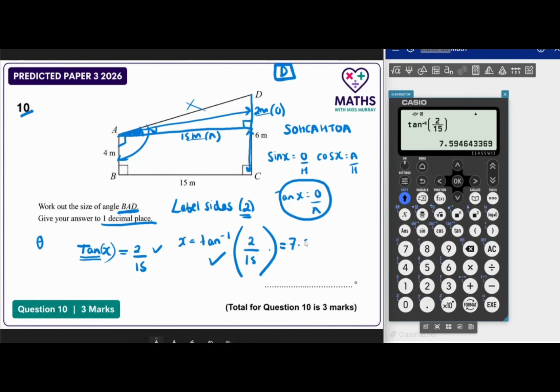Because they can't see what has come out of your calculator, I'm going to write the full display here, and then I'm going to round afterwards. So that's going to be 7.6 to 1 decimal place. However, that's only this little bit in here. I want this whole angle around here, so I need to add the 90 degrees that I already had on there. So my last bit is to do 90, add 7.6. So my final answer for 3 marks is 97.6, and that will get me all 3 marks. And that is it for question 10 for 3 marks.